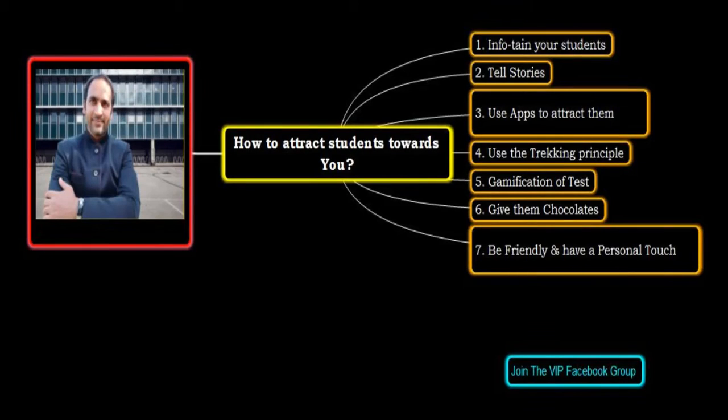Point number 7, the last one, be friendly and have a personal touch. Our students are going through different phases in their life, and so are we, isn't it? Some of them are happy, some of them are sad. Nowadays I have identified that there is a feeling of loneliness in most of the students. More than a teacher, they need a caring friend. So, let us be caring towards them. Let us care for our students.